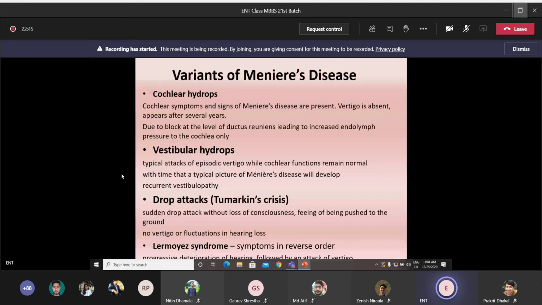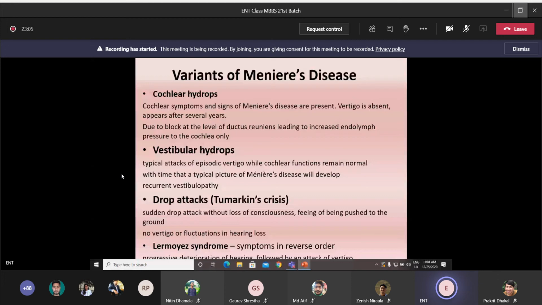Drop attack or Tumarkin crisis. There's a sudden drop attack without loss of consciousness, and a feeling of being pushed to the ground. Okay, this is drop attack, but the patient does not have vertigo or fluctuation in hearing loss.